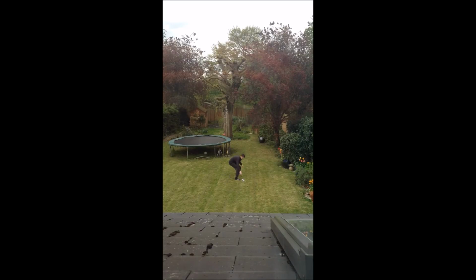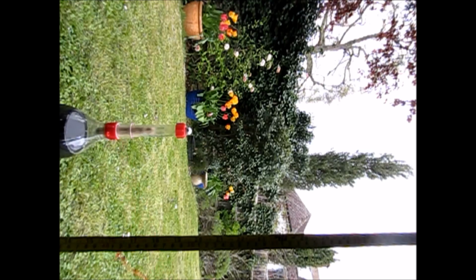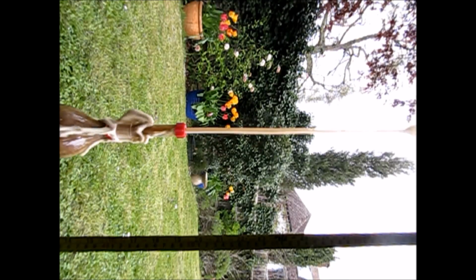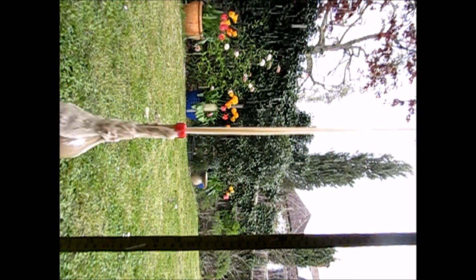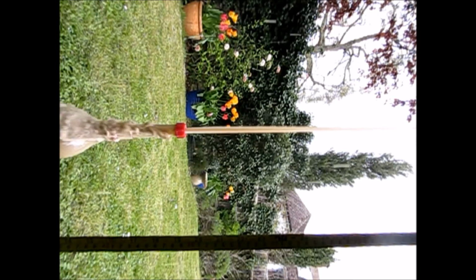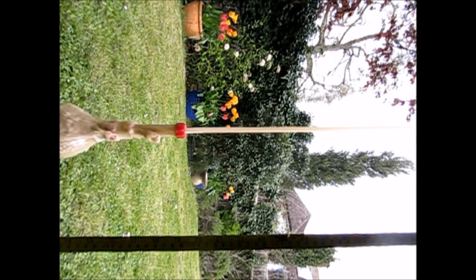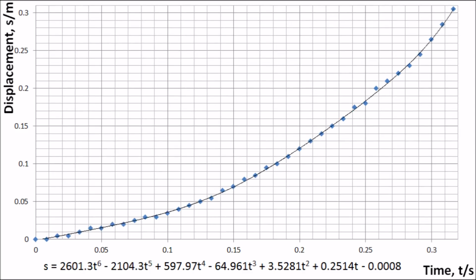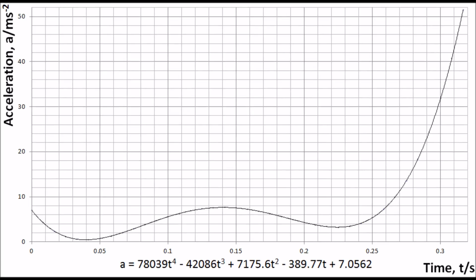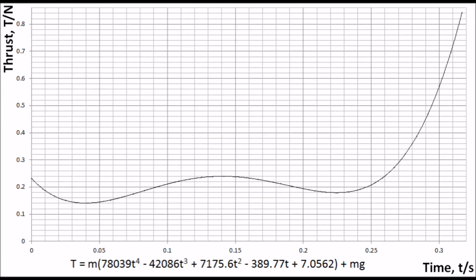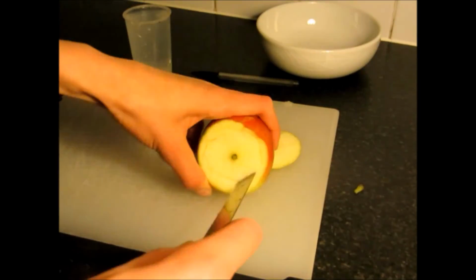Here's another test I did using coral sand instead of antacid powder. Now this time the ball doesn't land back on top of the tube because the reaction is a lot more powerful. So I only have data for the first part of its motion, but I can use the same graphing process as before, and this shows me that the maximum thrust, at least in the initial period of its motion, is almost 0.85 newtons, which is about enough force to lift up an apple.